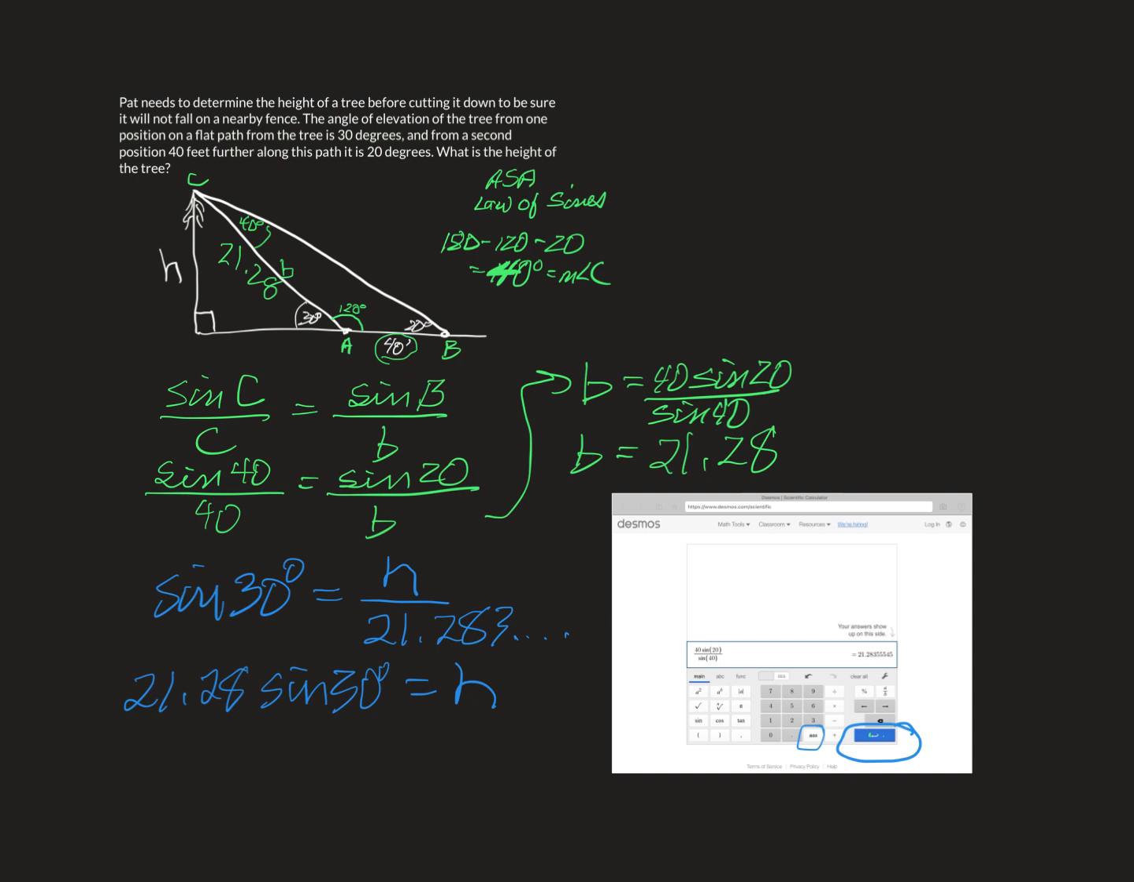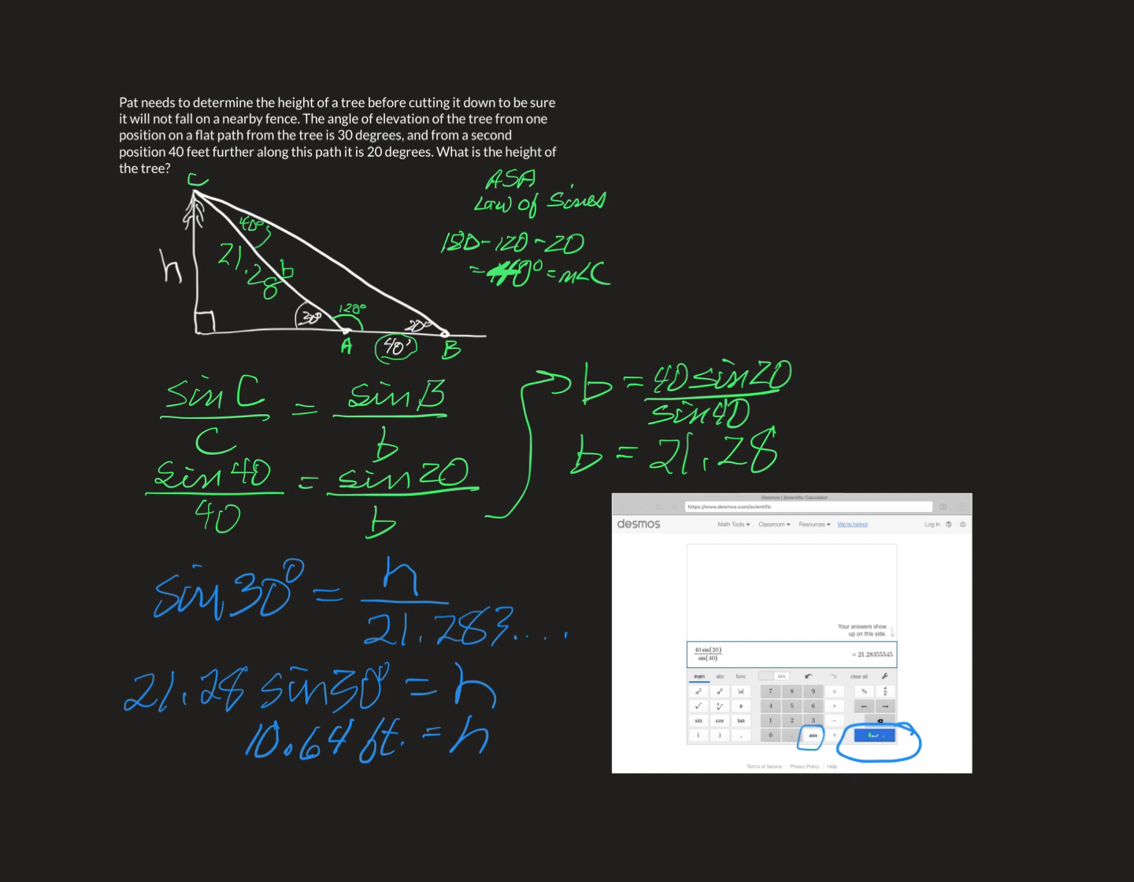On a TI calculator, I just press enter and it pops up, or I just press times sine of 30 degrees, and it says answer times that. And what I end up with then is 10.64, in this case, feet, is equal to the height of the tree. So it wasn't really a very tall tree you wanted to cut down.